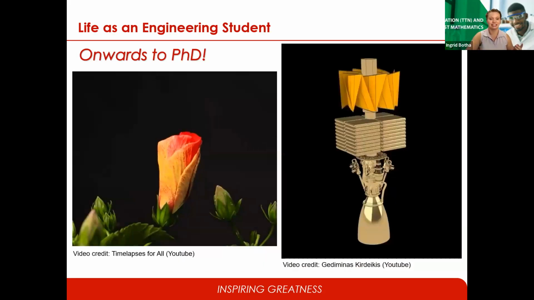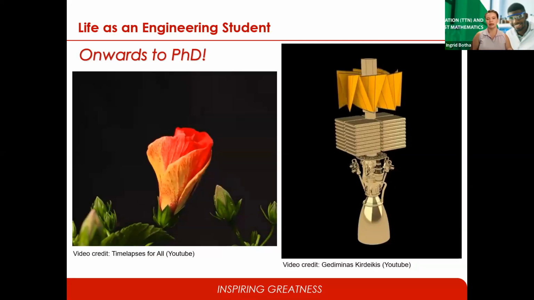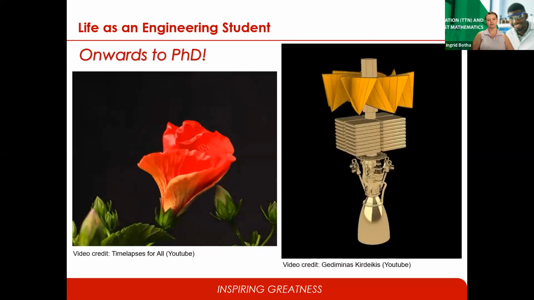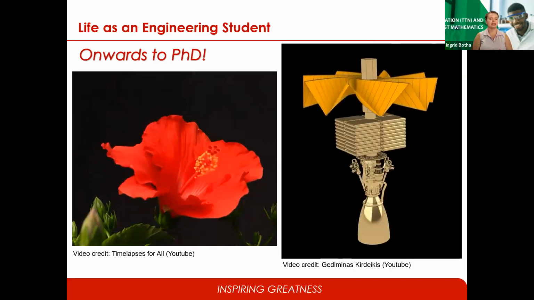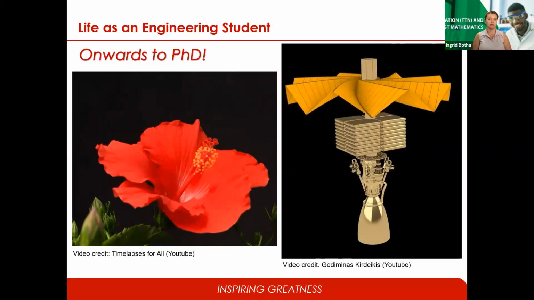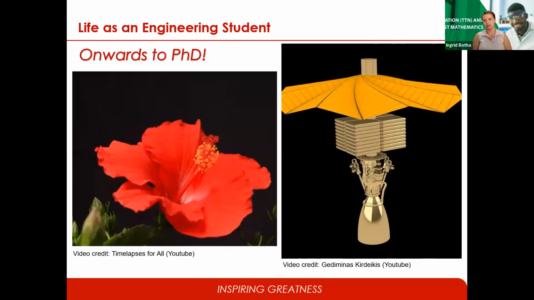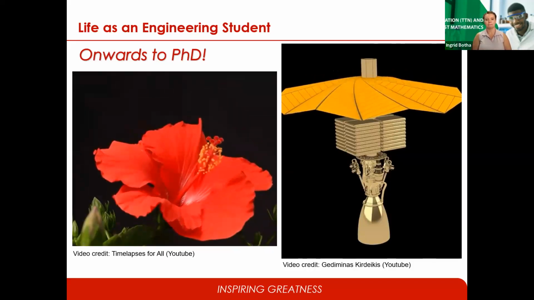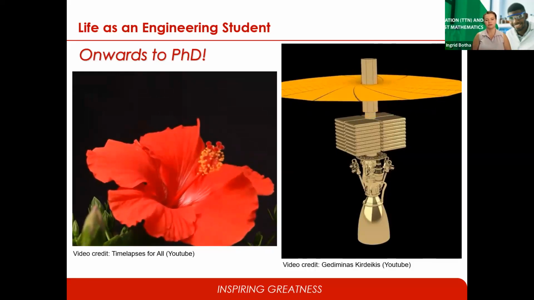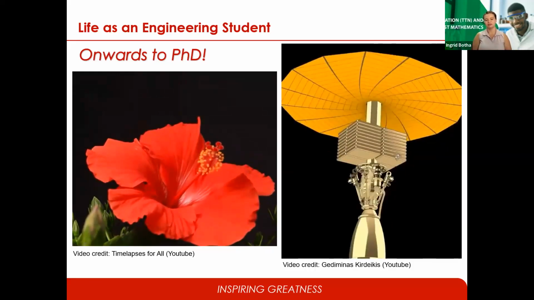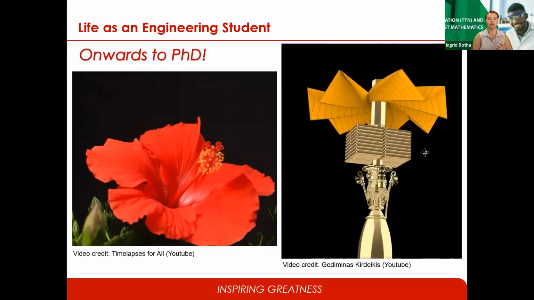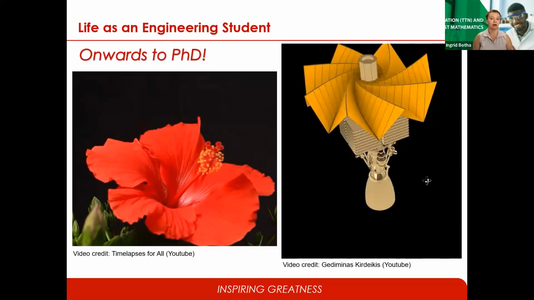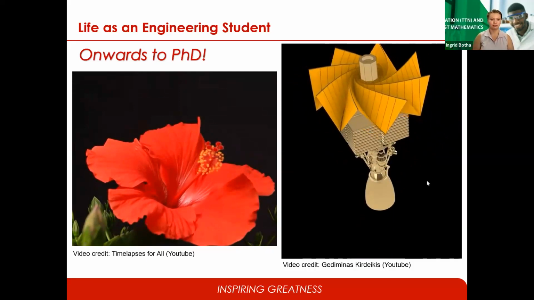So just to give an idea of this blooming mechanism that's involved, on the left, we can see the hibiscus flower and how it naturally blooms. And on the right, we can see the star shade in action. So this was just a simplified version of the star shade, just to show that unfurling motion that it's capable of. And that was inspired by biology.